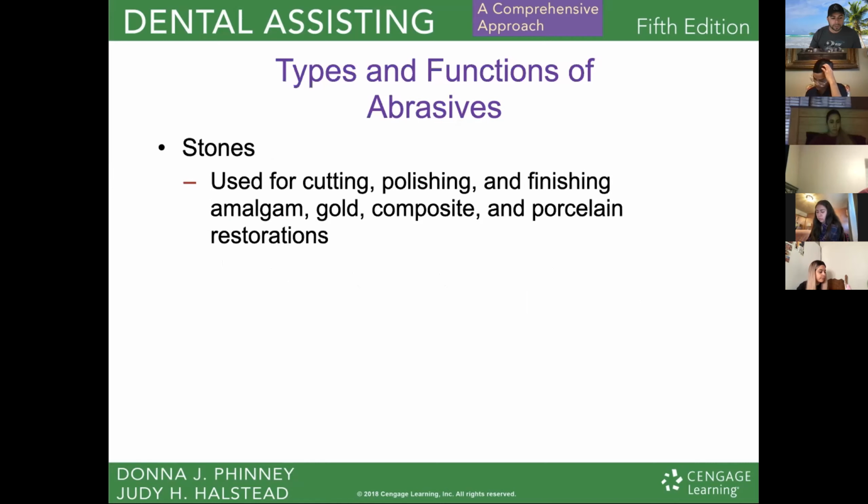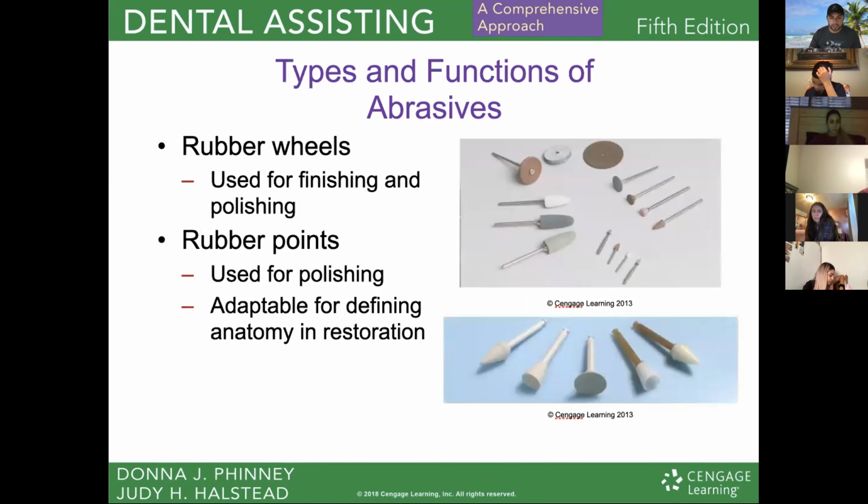Stones are used in the laboratory and are often available in many shapes, sizes, and grits. So these are things that are used for cutting, for polishing, and for finishing amalgam, gold, composite, and porcelain restorations. Depending on the type of stone that you're using, for example, we have a white stone here. It's made out of, I believe, some type of aluminum oxide, and these can actually cut tissue and smooth it at the same time.